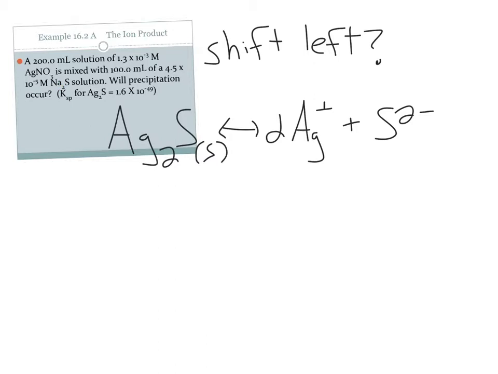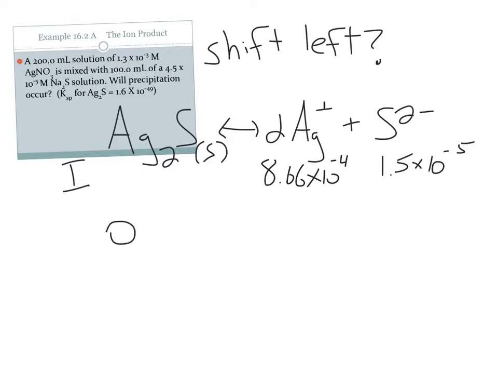We want these chemicals. When you dilute these, you get a silver molarity of 8.66 times 10 to the negative fourth, and a sulfide molarity of 1.5 times 10 to the negative fifth. Because these are initials and we have both chemicals to begin with, we have to figure out if we're going to go left or right. That's what's happening here. So to do that, we calculate Q.